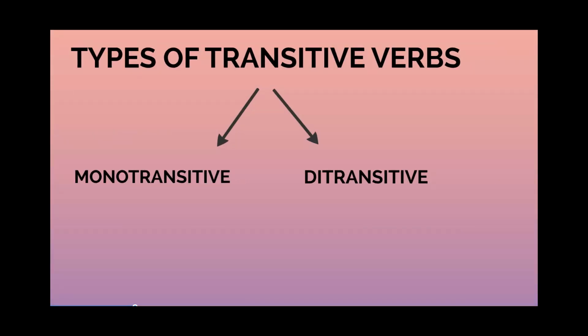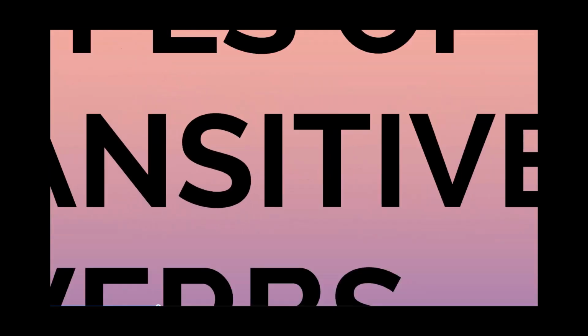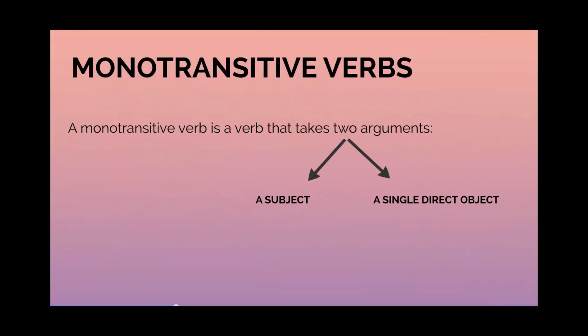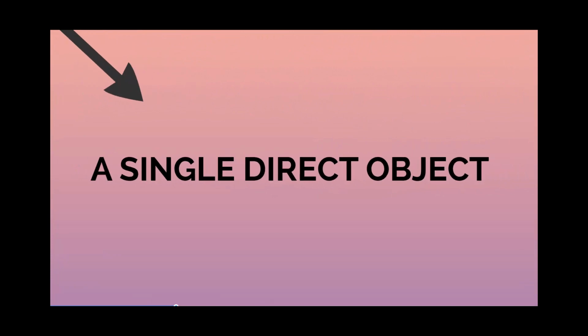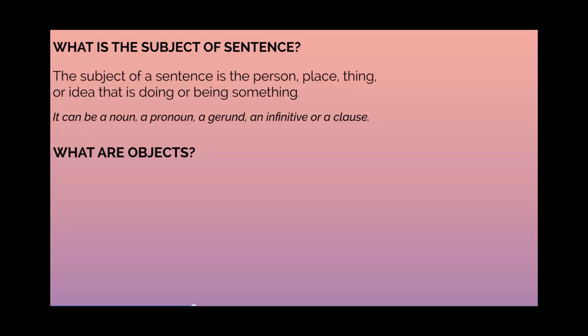Transitive verbs are of two types, monotransitive and ditransitive. So, what are monotransitive verbs? A monotransitive verb is a verb that takes two of the following arguments, a subject and a single direct object. So, what is the subject of the sentence? The subject of a sentence is the person, place, thing, or idea that is doing or being something. It can be a noun, a pronoun, a gerund, an infinitive, or a clause.